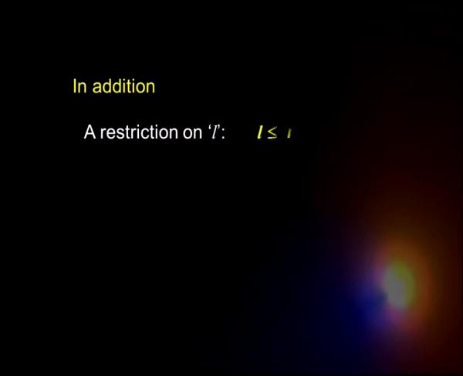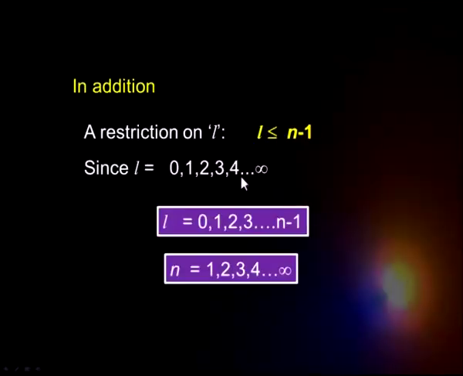Thirdly, we get a restriction on L. When we solve the phi equation, we got m. Solving the theta equation, we got L and a restriction on m. Now when I am solving the R equation, I am getting a new quantum number n and also putting a restriction on the value of L.